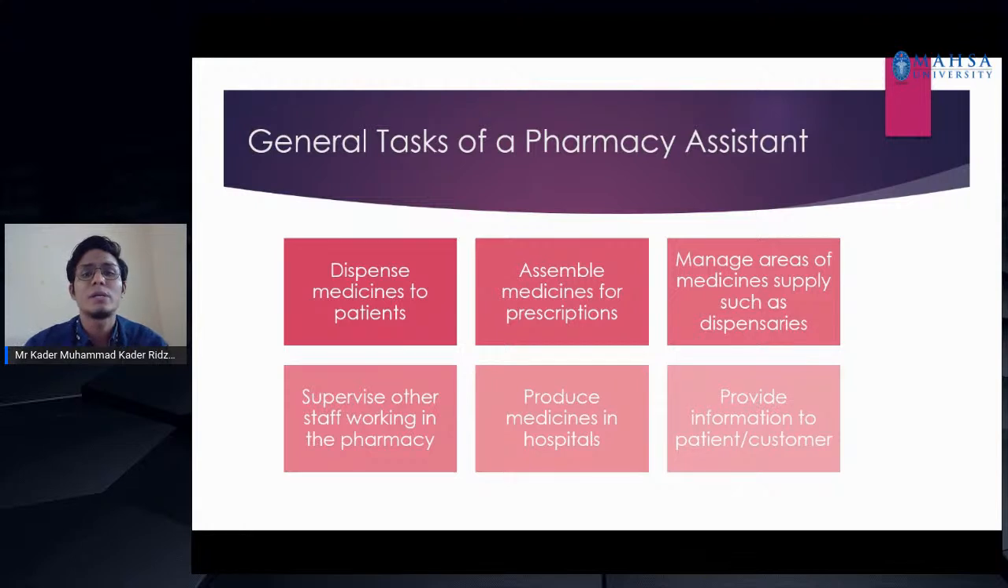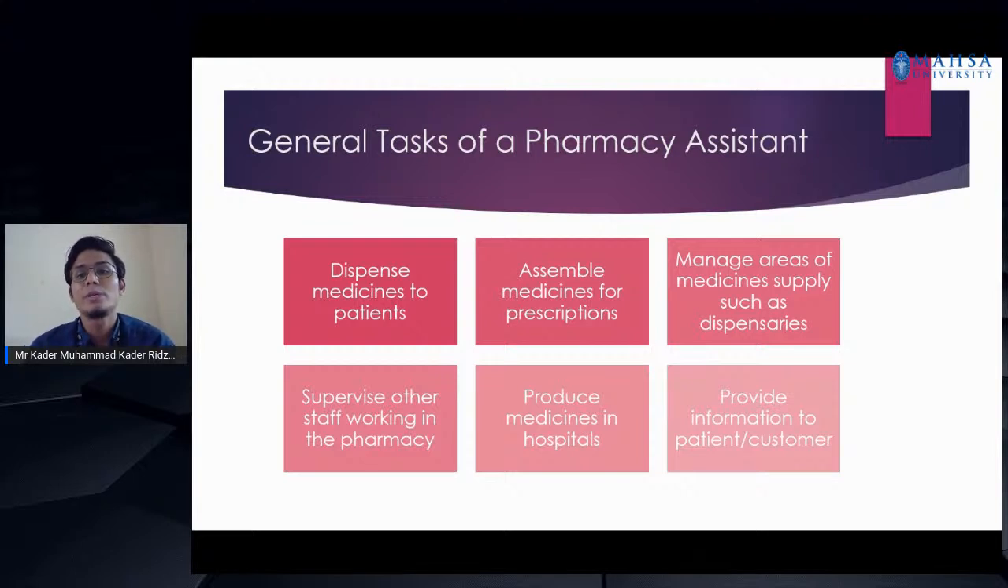The second one is assemble medicines for prescriptions. A prescription is a paper where the doctor writes the medication that the patient needs, and it has your details, the doctor's signature and the doctor's details. That is the one paper you bring to the pharmacy. Once you have the prescription, the pharmacy assistant will take it and start to fill up your medicine, taking it from the bin. Let's say you are going to take paracetamol tablets, so they put them in a small envelope and label your name and the instructions on how to consume the paracetamol.